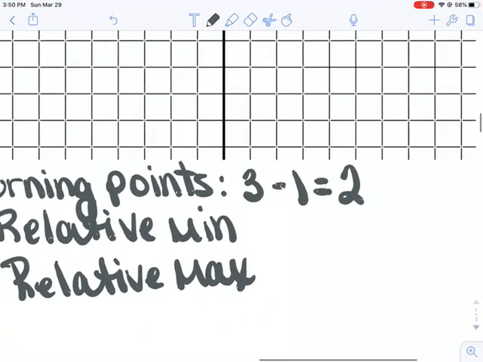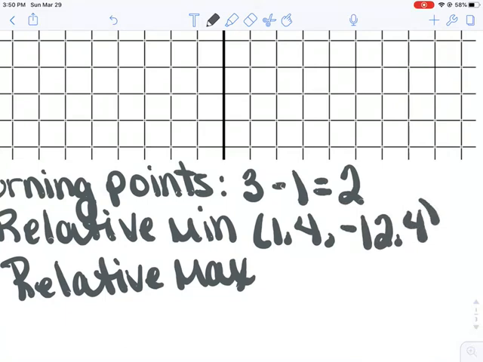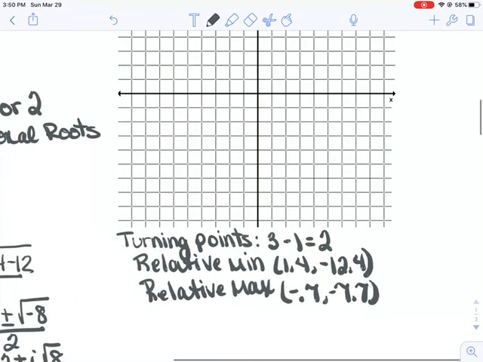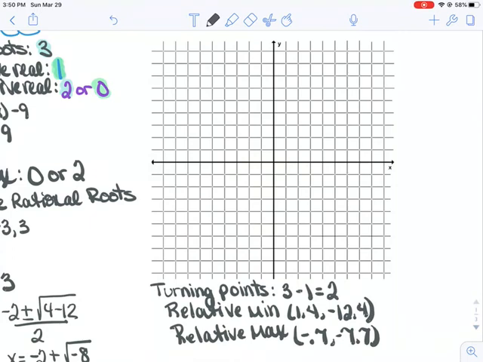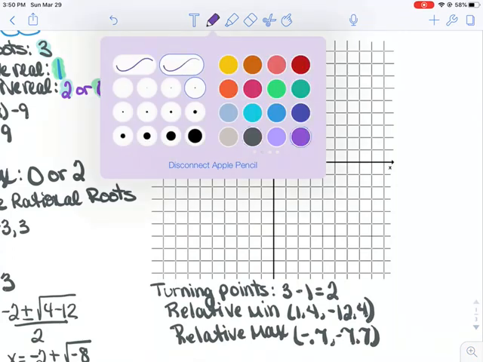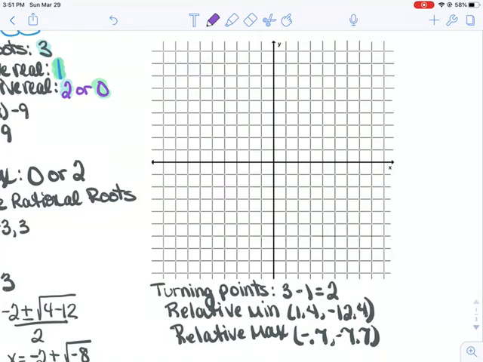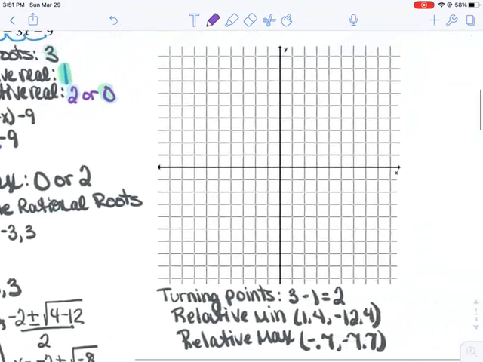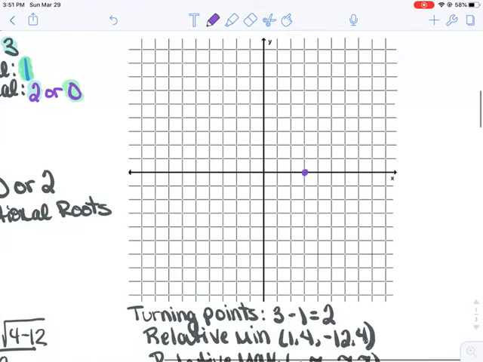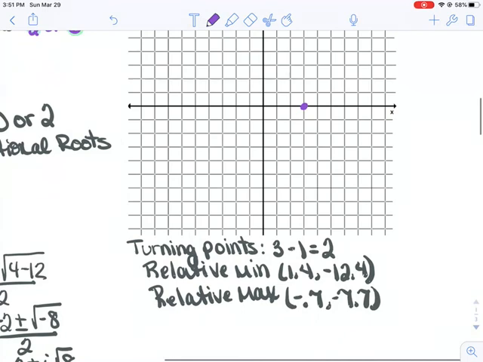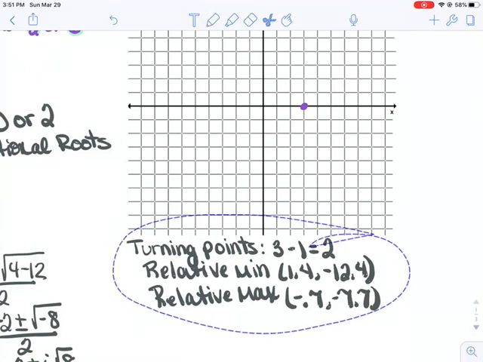So let's go back here. And our relative min, like I said, was 1.4. Let's make it one decimal place. Negative 12.4. And our max is negative 0.7 and negative 7.7. Okay, so we're ready to graph a lot of the information here. Let's graph where it crosses the x-axis, which we found to be 3. So I'm positive 3. Now I may need to change my y values, but I think we'll be okay. I just need to move this down.